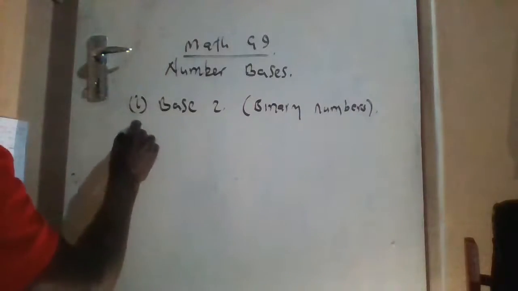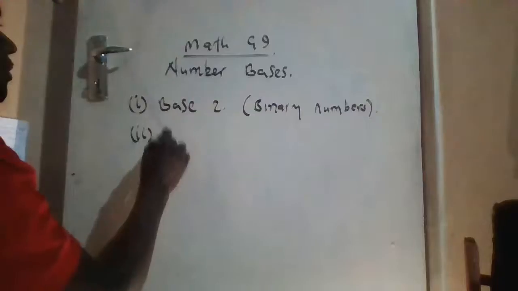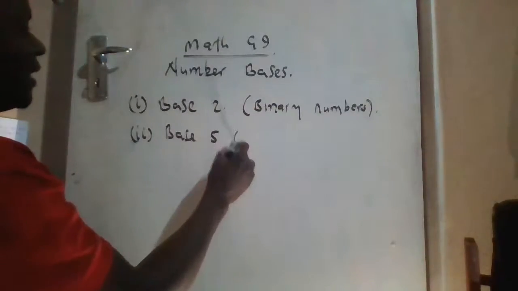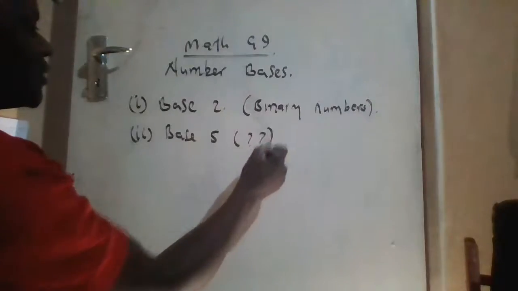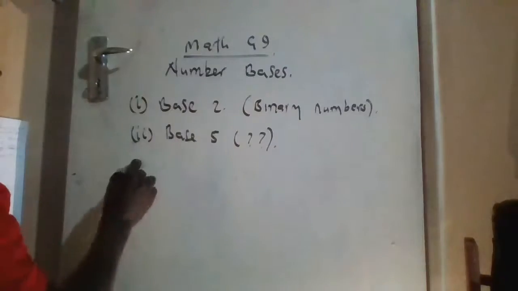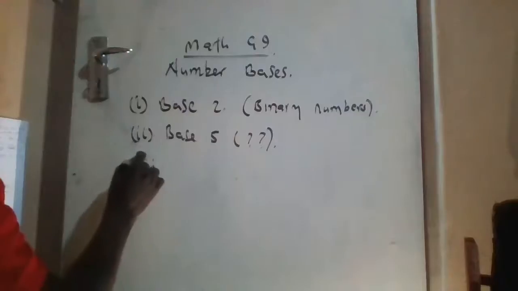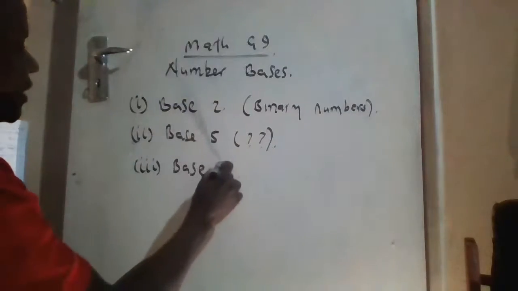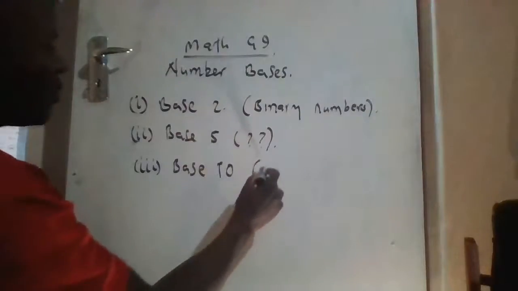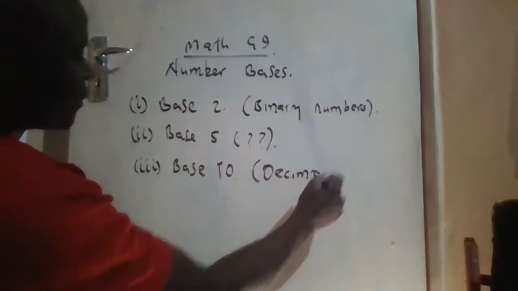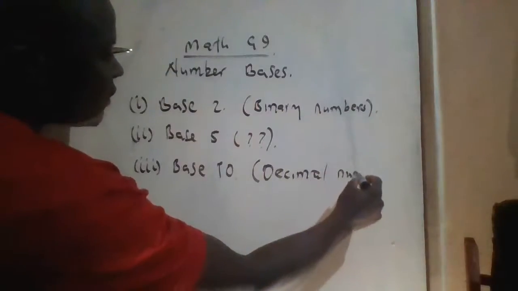Then the other one is what we call base five. The name you can research. I'm not here to spoon feed, unfortunately. Certain things I'll be leaving for you to read about. Then the third one is the commonly used one, base 10, which is called decimal. Decimal numbers.